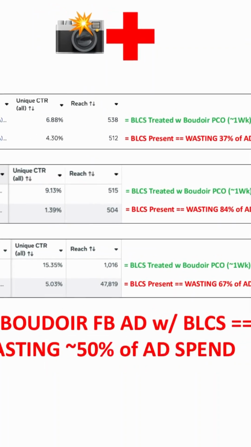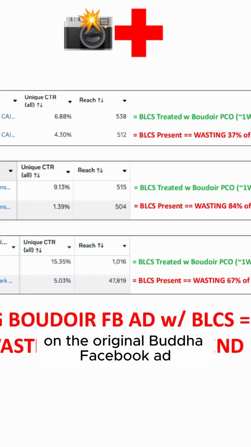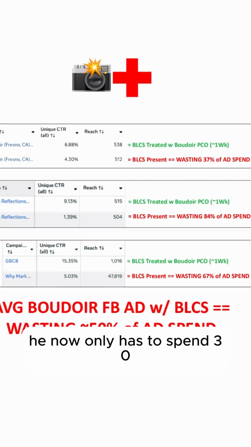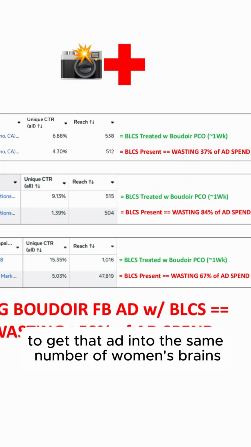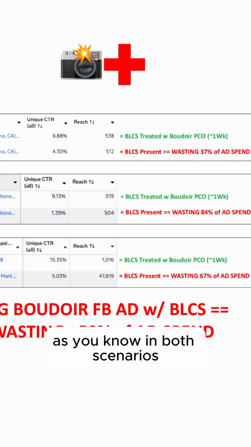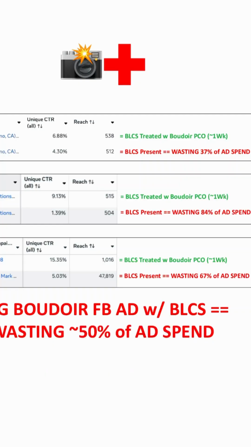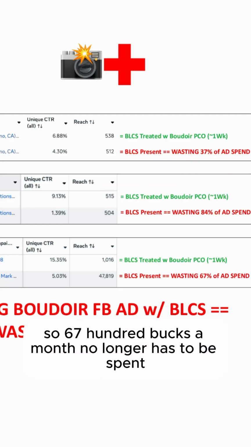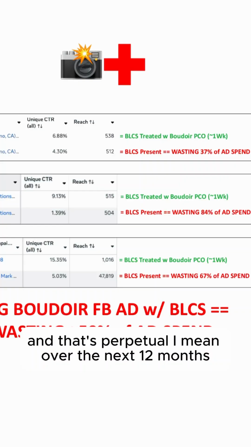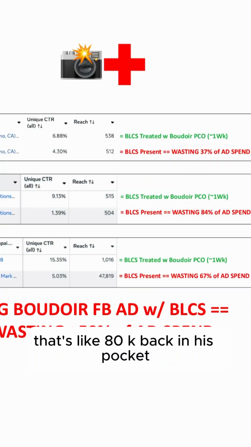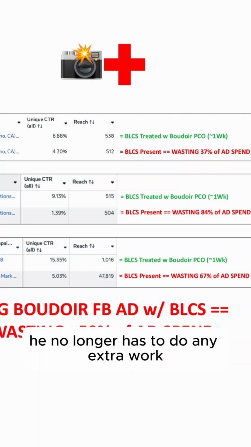So if he spent 10 grand a month on the original boudoir Facebook ad, he now only has to spend 3,300 bucks a month with the boudoir PICO treated ad to get that ad into the same number of women's brains in both scenarios. So 6,700 bucks a month no longer has to be spent. He can keep that in his pocket as a phantom bonus, and that's perpetual. Over the next 12 months, that's like 80K back in his pocket, and he no longer has to do any extra work.